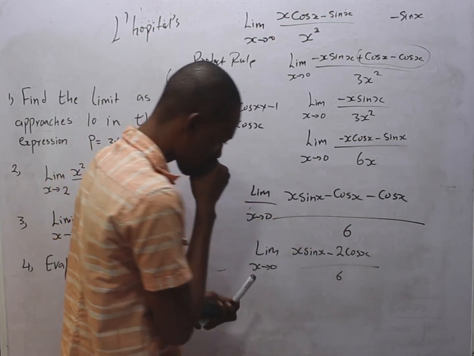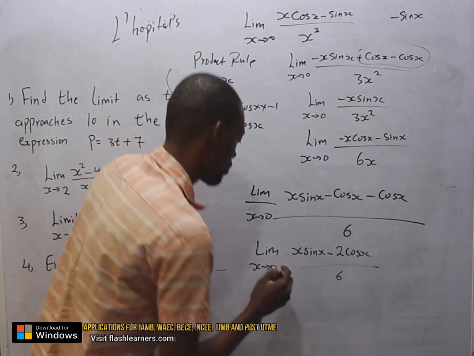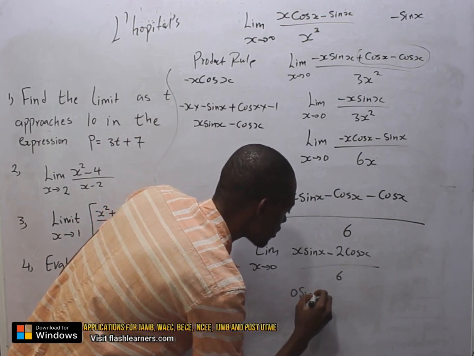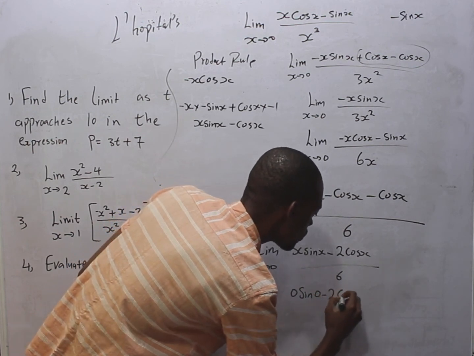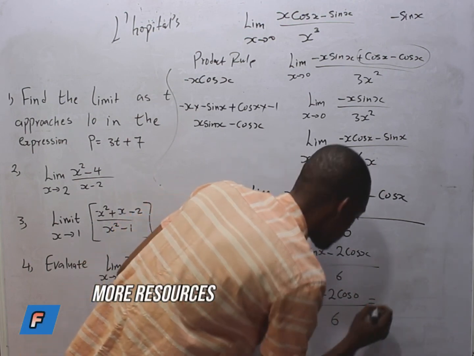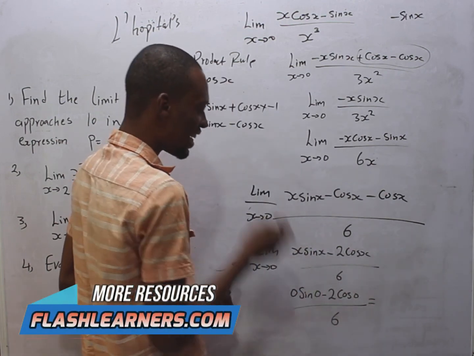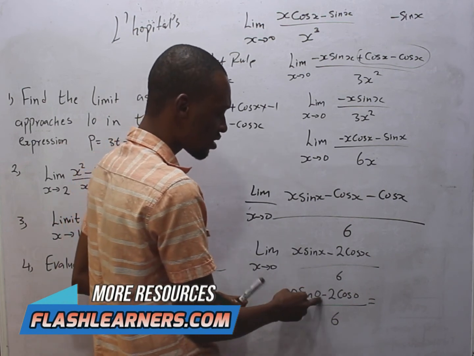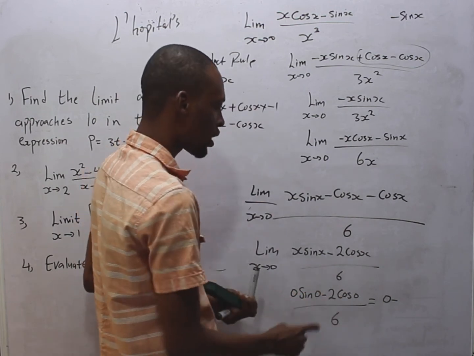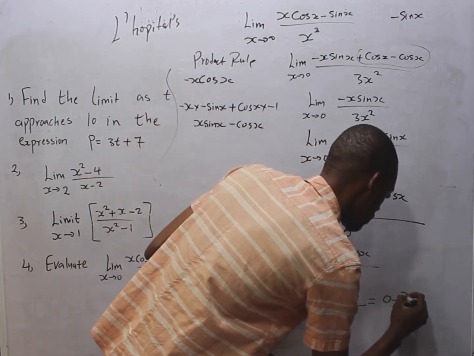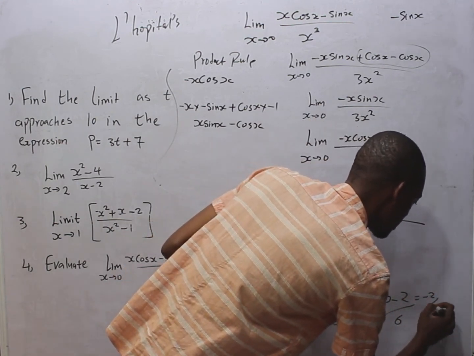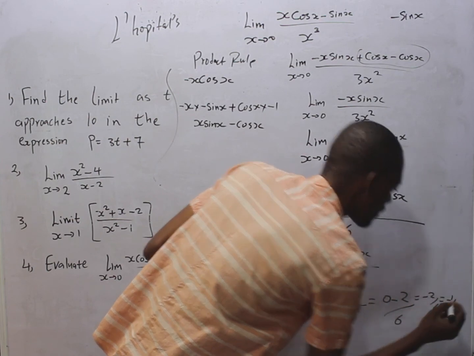Now let's substitute. As s tends to 0, we have 0 sine 0 minus 2 cos 0 over 6. Sine 0 is 0, 0 times 0, so this is 0. Cos 0 is 1, 2 times 1 is 2 over 6. So this will give you minus 2 over 6, which is minus 1 over 3.